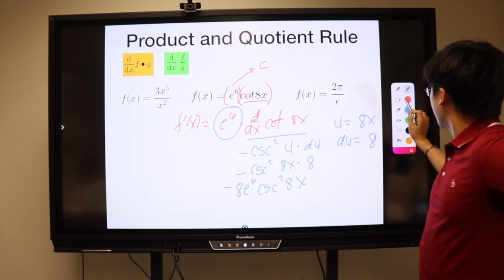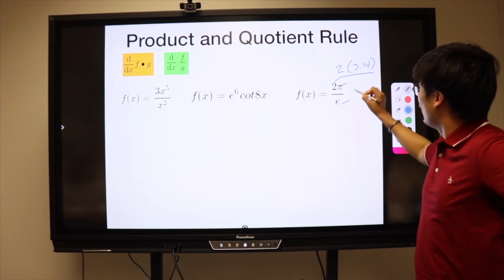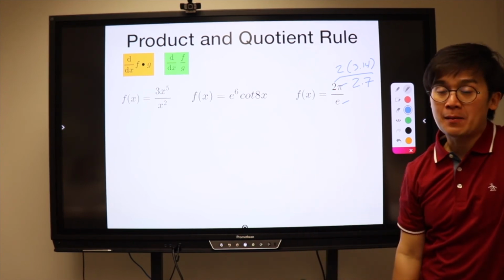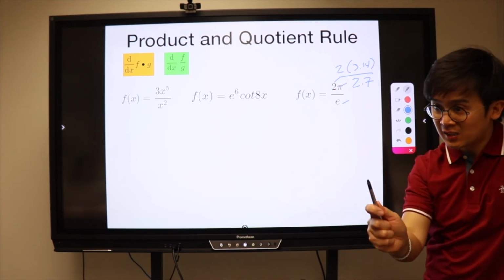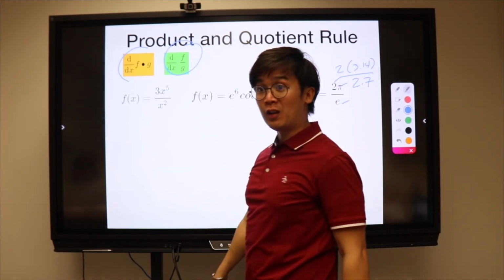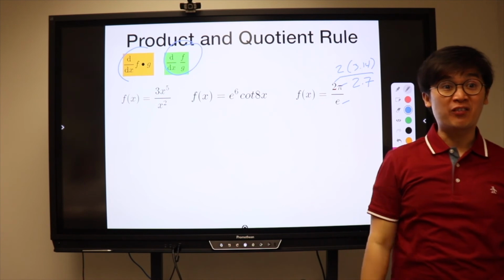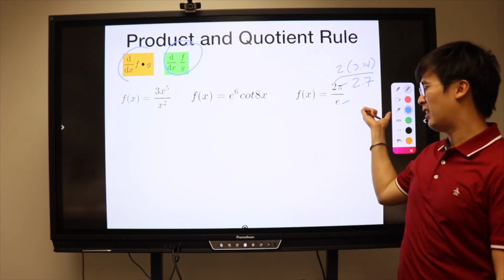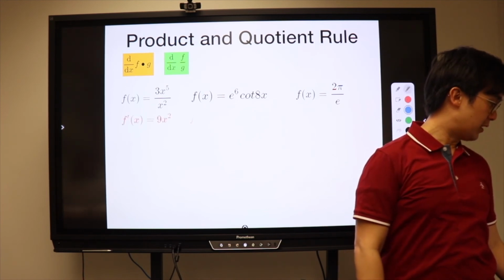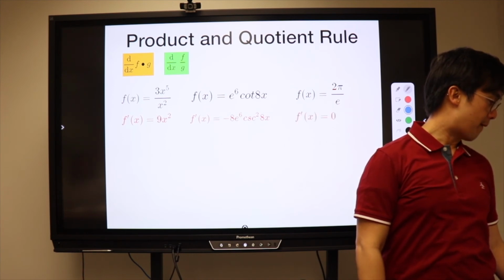What about the third one? All of them are numbers. This is 2. This is 3.14 all over 2.7. It's a constant disguised as a math symbol. So know your math constants so that you won't end up with the quotient rule when it's not necessary. Although you will still get 0 in your answer, it would probably take you 5 minutes to realize that it's a constant. But if you can realize it right away, you know that this is 9x squared, you know that this is negative 8e to the 6 cosecant squared 8x, and you know that this is equal to 0.